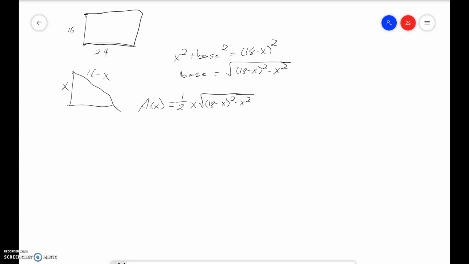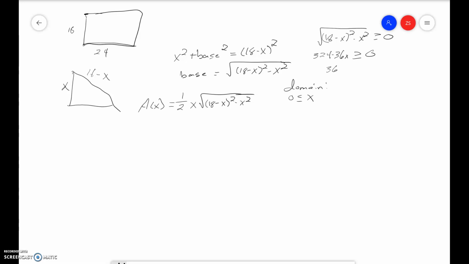Okay, now that we have our formula here, we can find our domain. We know x can't be less than 0, so it has to be greater than or equal to 0. And then to find the other bound, we use the base here. We know this has to be greater than or equal to 0. So, square both sides, multiplying this binomial, we get 324 minus 36x is greater than or equal to 0 because the x squared is going to cancel here.